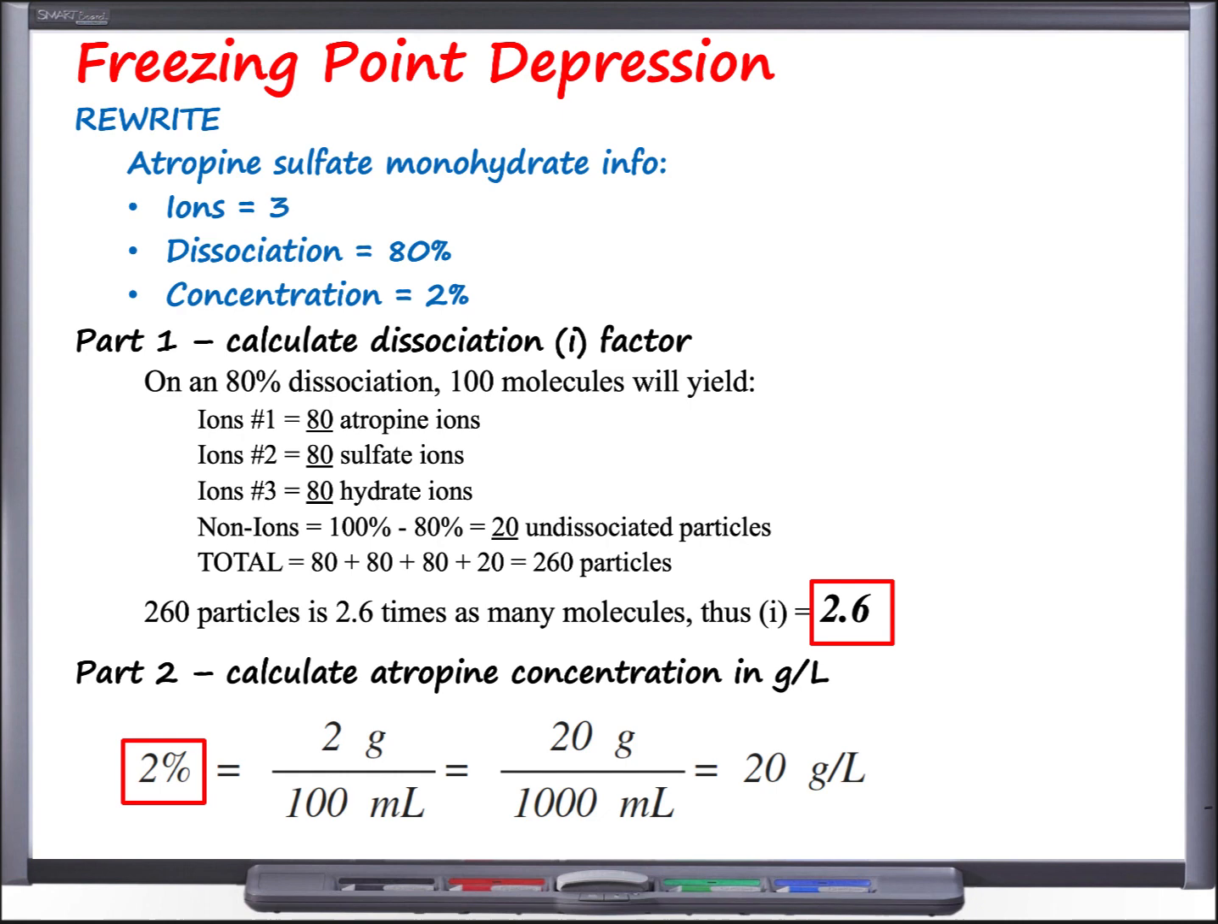Well, we need to change the units. We need to know that a 2% weight per volume is the same as 2 grams per 100 milliliters. It's the same thing by definition. Now, what we want is it per liter.